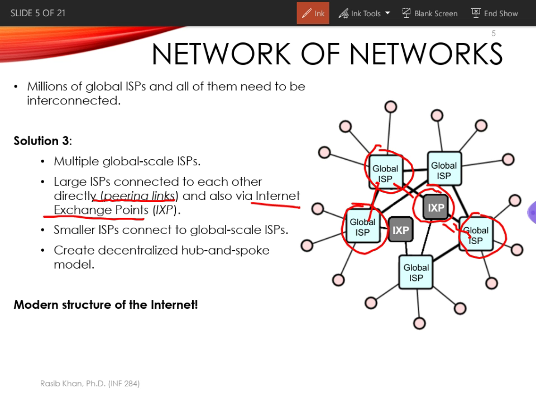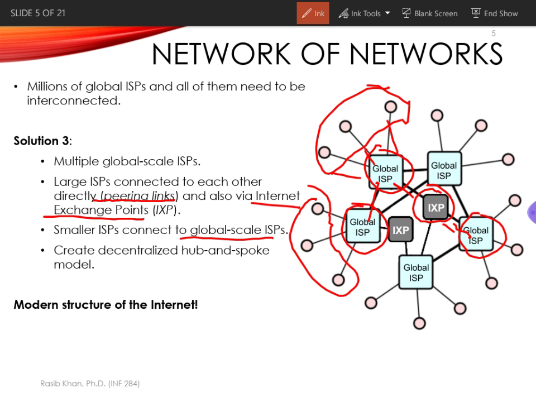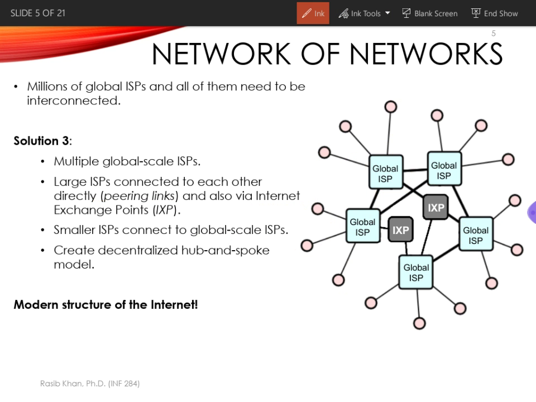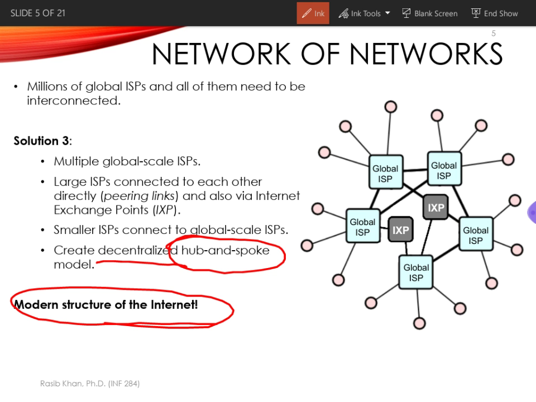So the smaller ISPs connect to the global scale ISPs, like leaves all around the internet, and the global scale ISPs are all connected to each other through the peering links, that is the direct connections, or through the internet exchange points. So the resulting structure is basically a decentralized hub and spoke model, and this is the modern structure of our current internet.